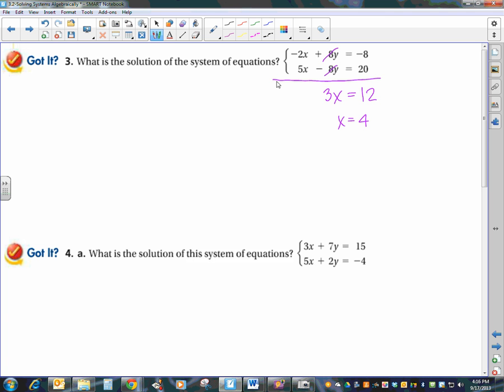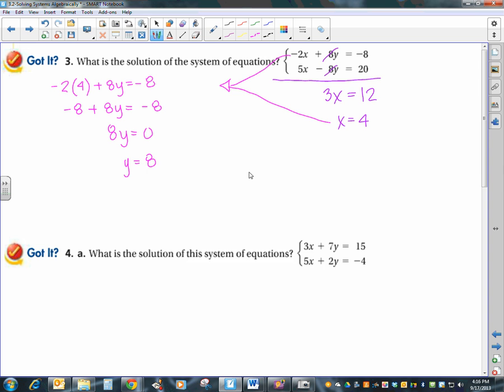And from there, I'm going to go plug it into, and again, it doesn't matter. If I have to solve for y, I'm going to pick the one that has a positive y. So I'm going to pick the top one. We're going to bring those together, and I'm going to have -2 times 4 plus 8y equals -8. That says -8 plus 8y equals -8. If I add 8 to both sides, I'll find out that 8y equals 0 and y equals 8.